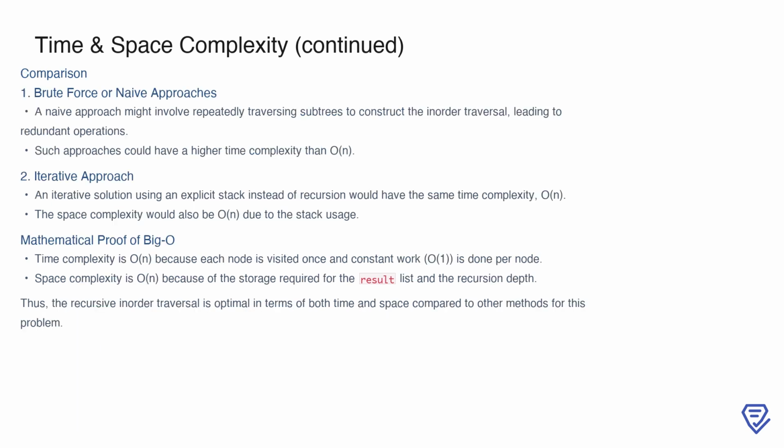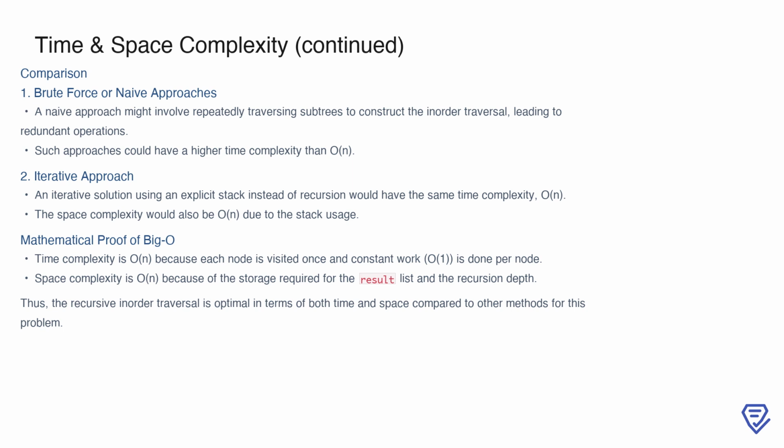Comparing this approach to others, a naive or brute force method might involve repeatedly traversing subtrees to reconstruct the Inorder sequence, which would result in redundant operations and a time complexity greater than O(n). Alternatively, an iterative approach using an explicit stack can achieve the same time complexity of O(n), but its space complexity would also be O(n), as the stack is required to simulate the recursion.